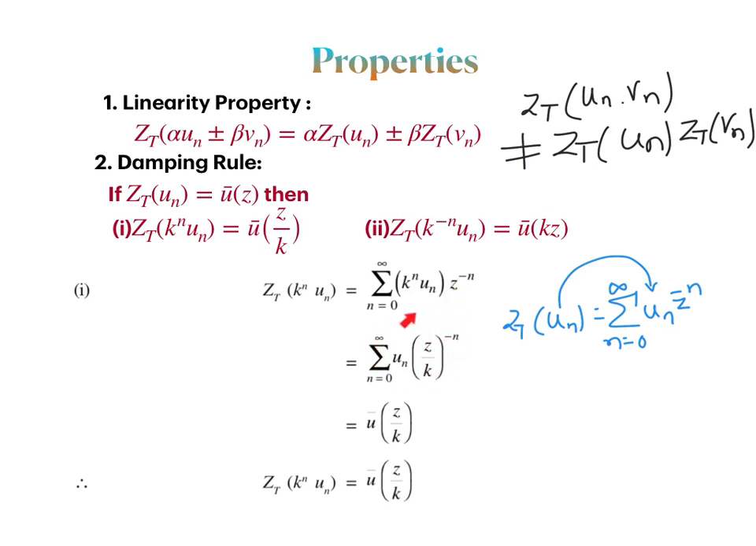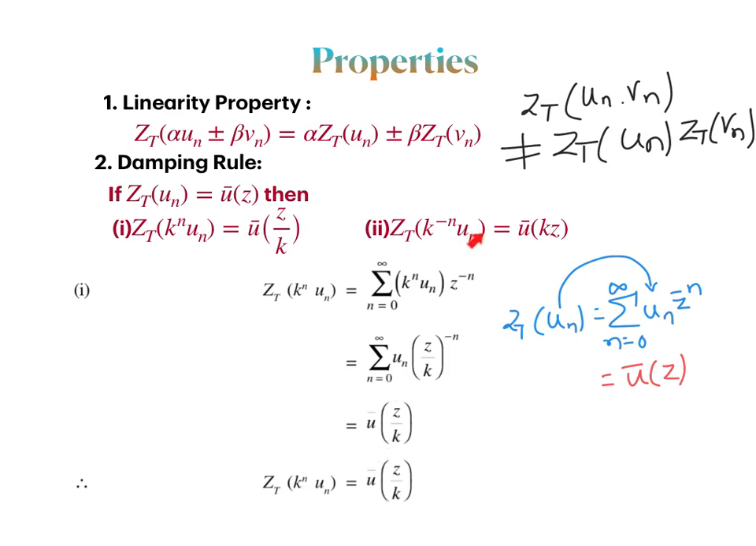Now comparing this with the standard definition, we have un is un itself, only the change is z's place is z by k. So this can be written as u bar z, in the place of z we have z by k, so we can write this as u bar of z by k. So when you have the result k power n into un, you have to replace z with z by k. So this is the first damping rule.